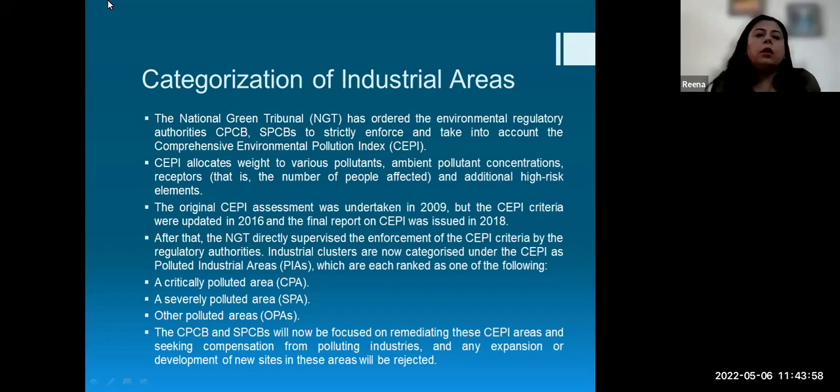In a critically polluted area, no new industry can establish itself. Even if somebody wants to take environment clearance in a critically polluted area, it won't be given. And if they still want to apply and try for permission, it will go to the central level body, the central environment clearance body.